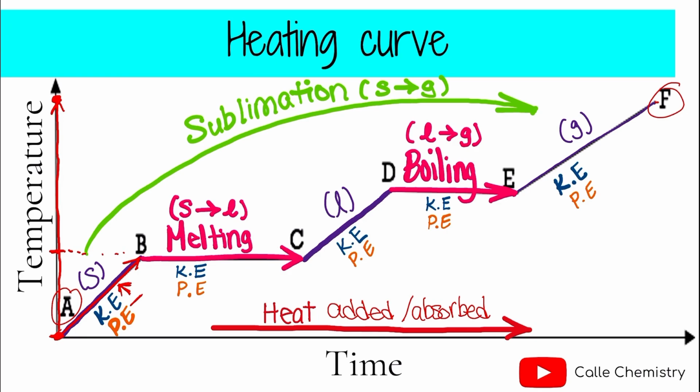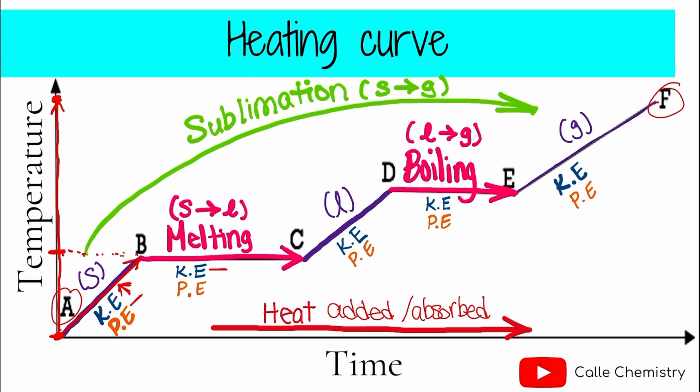Now let's go to line BC. Here we see that from line B to C, the temperature has not changed. It is only at one temperature, which is right here. I don't know what temperature it is, but all I see is a flat line, and I see that the temperature is not changing. So in this case, the temperature is staying constant, so the average kinetic energy is staying constant or staying the same.